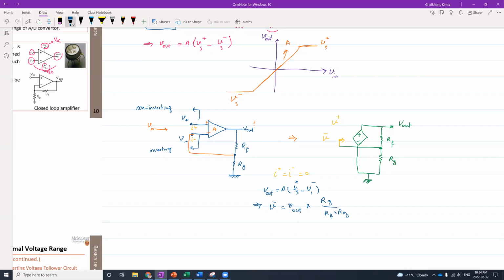So now if I have this one for the voltage, I can simply put this one in here and calculate the output voltage, which is going to be A, and then if I substitute this one in here, it's going to be V in, divided by 1 plus A times R_G over R_F plus R_G.